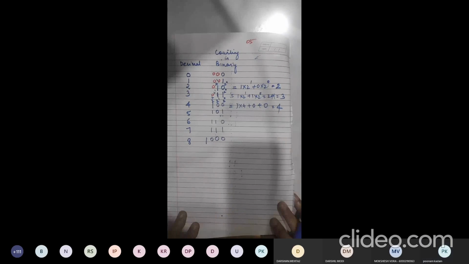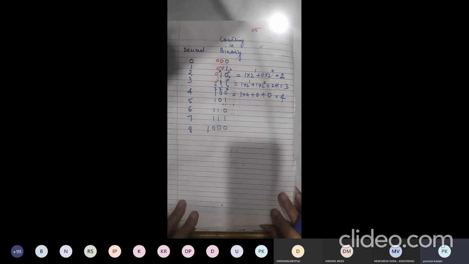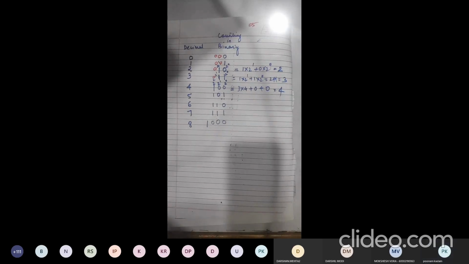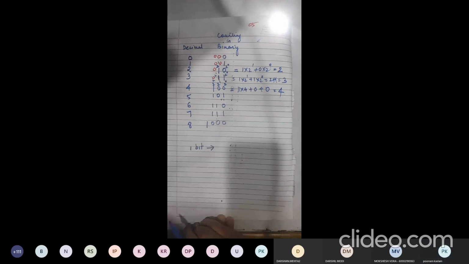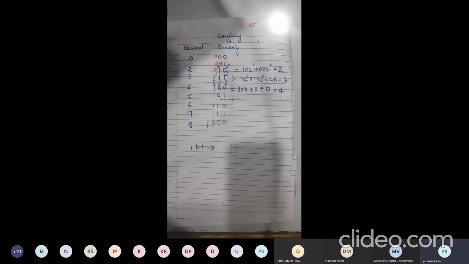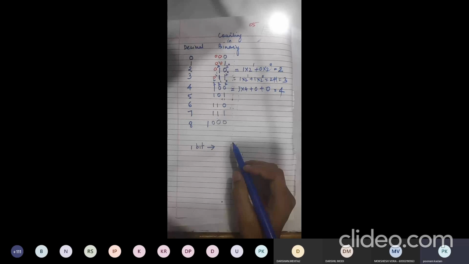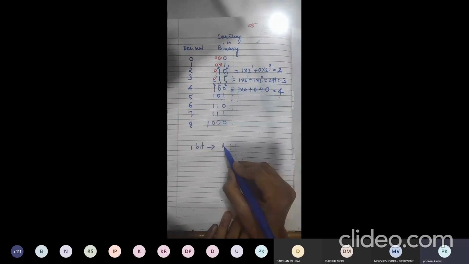One thing that is clear from this explanation is this: when you have one bit, how many numbers are we able to represent? Two. You can represent two decimal numbers, 0 and 1, with one bit, right?